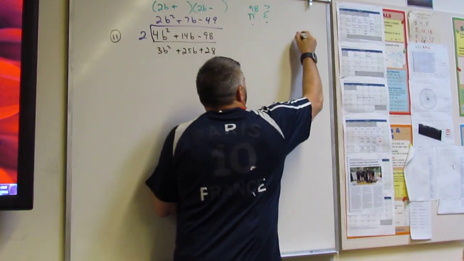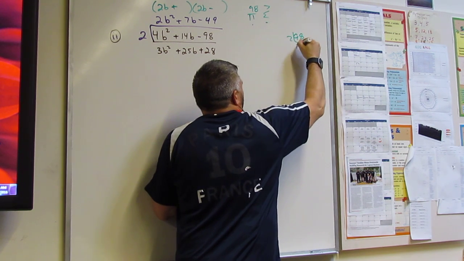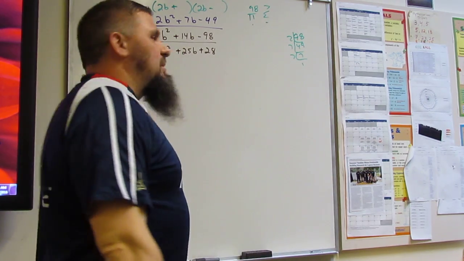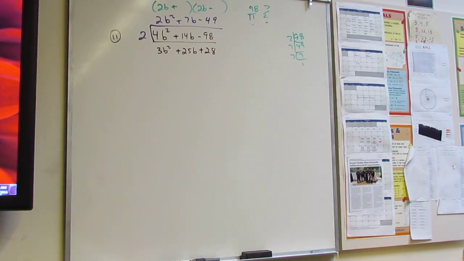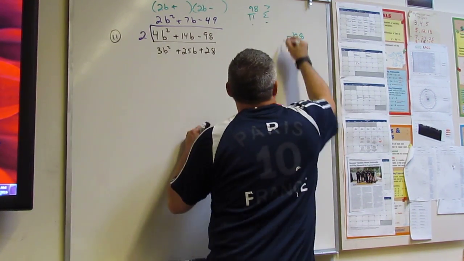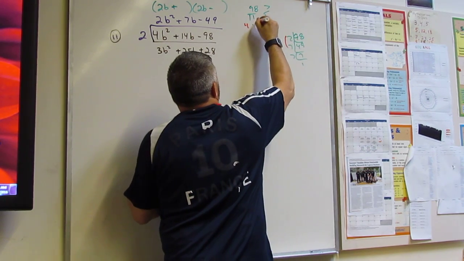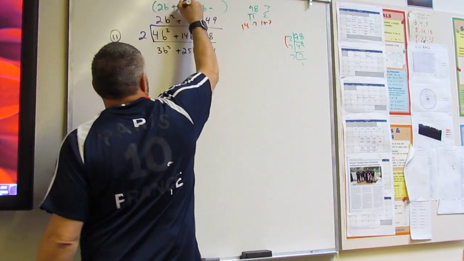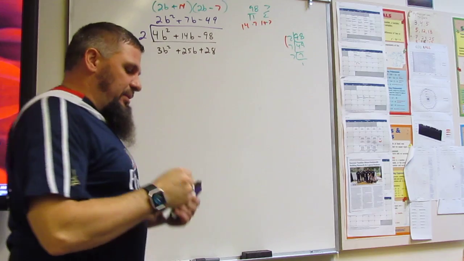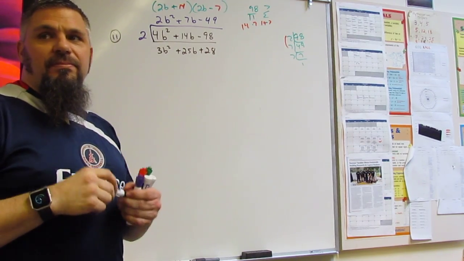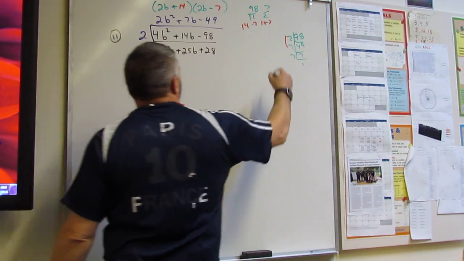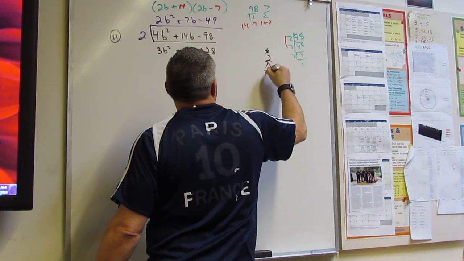98's a funky number, so we might as well break it down. So 2, 49, 7, and 7, right? What is 2 times 7? 14. So we got 14 and 7, right? And then what do I pull out? The star is a 2.